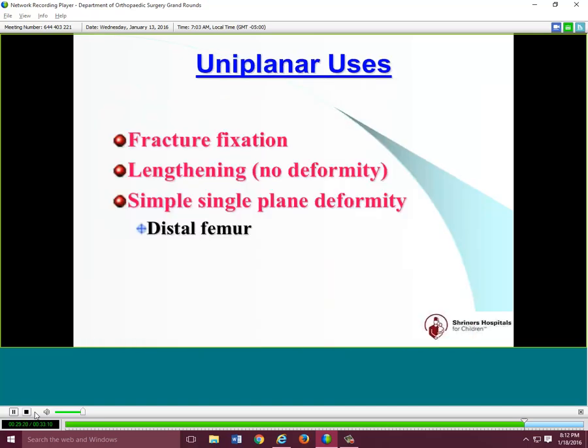So uniplanar fixators, very good in fracture work. They're great for lengthening if you have no deformity or have only a mild deformity, or if you have a single plane deformity, particularly a coronal plane deformity in the distal femur.